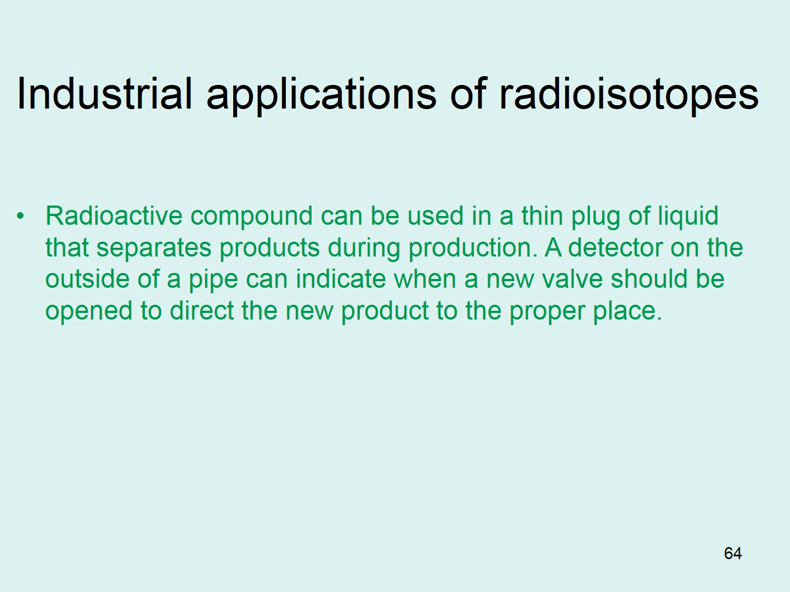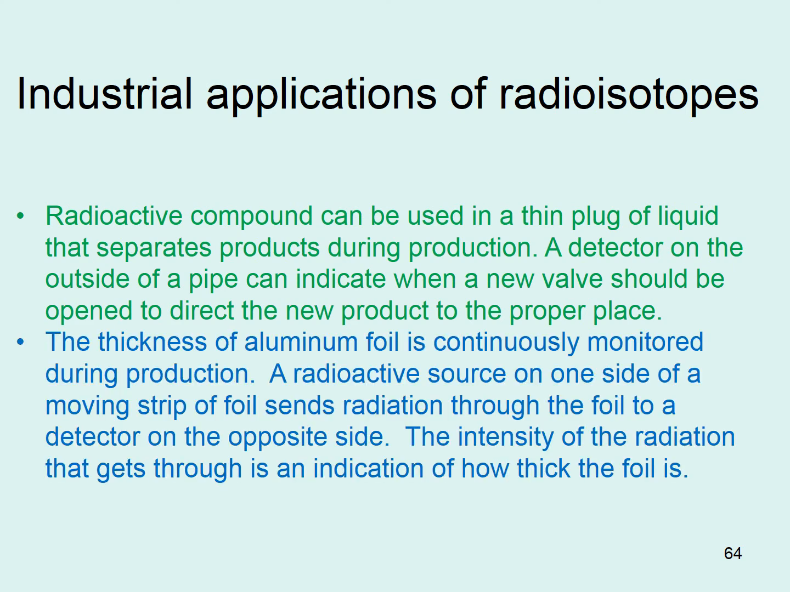Industrial applications, just a few. If you're at a factory where maybe they're making drugs, where there are different products and they're changing over to another product, they want to know when the new product is coming out so they can direct it a different way. What they can do is put in a liquid plug of radioisotope, and when that's detected, they know that after that is the new compound, so they can move a valve and direct it somewhere else.